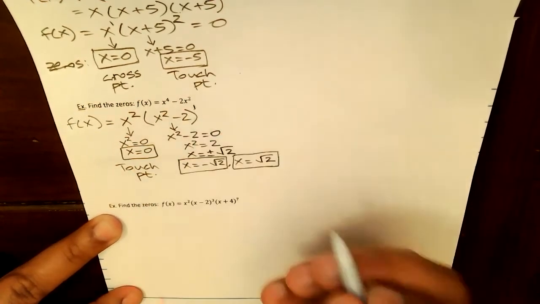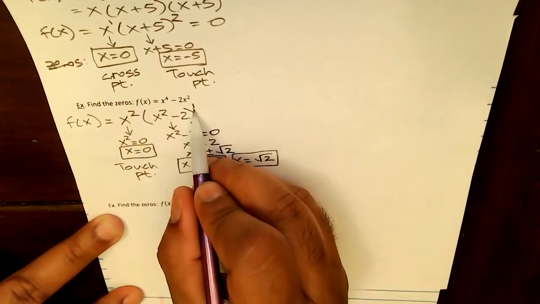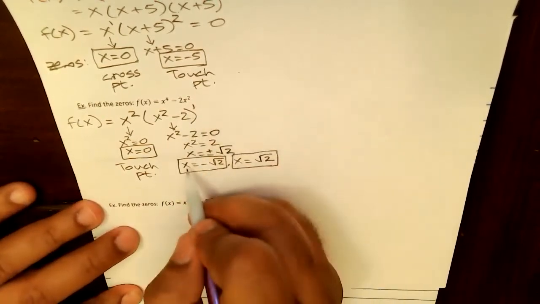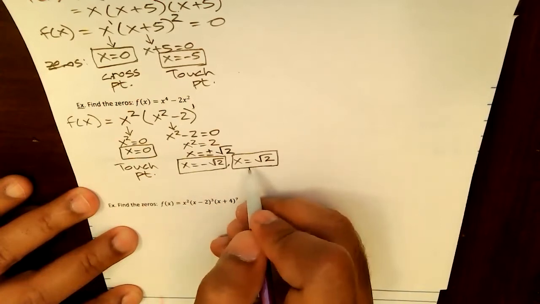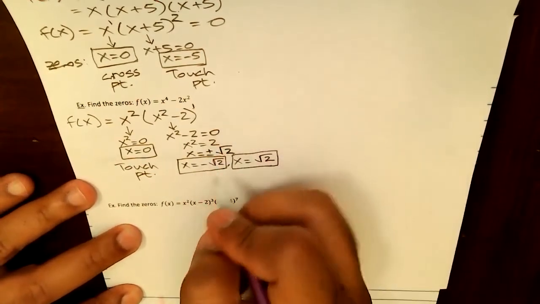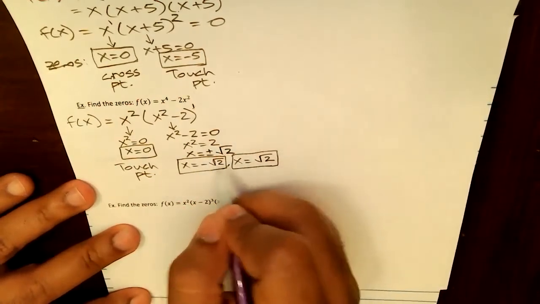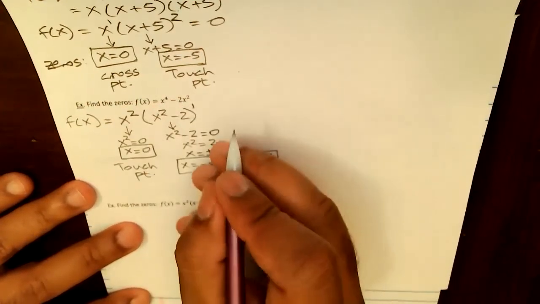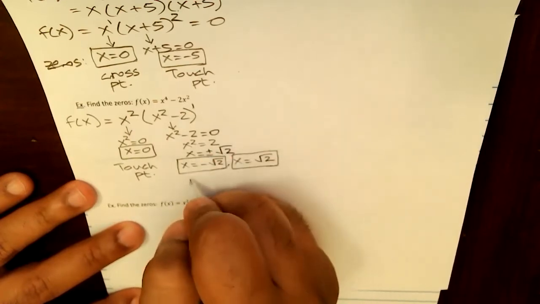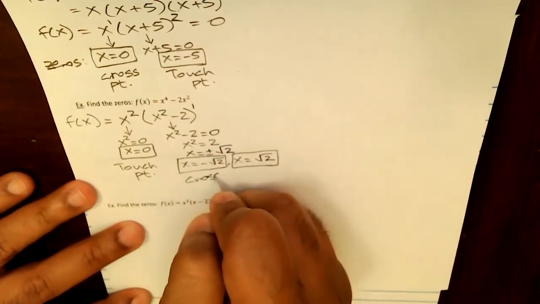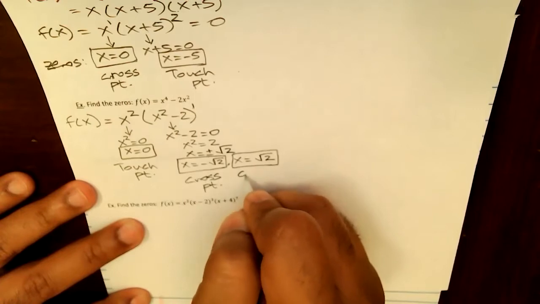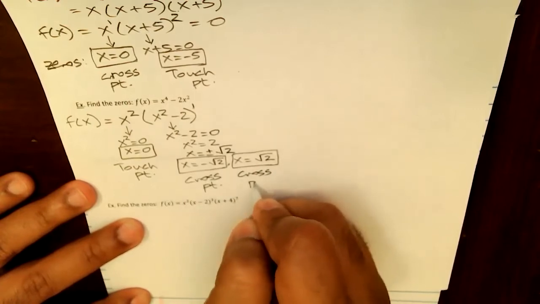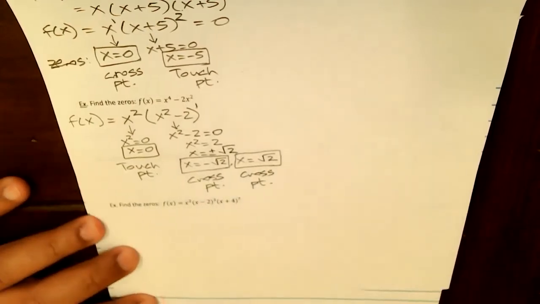It has multiplicity 1. So 1 is an odd number. So that means it's going to be touch points for both of these zeros here. I'm sorry, they're going to be cross points for both of these zeros because 1 is an odd number, so it's an odd multiplicity. So this is going to be a cross point, as well as this one is going to be a cross point.